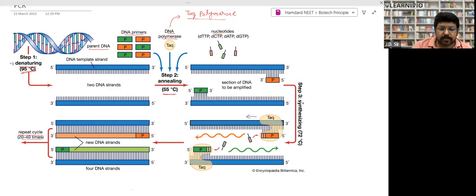And after annealing, we again increase the temperature to 72 degrees centigrade. When the synthesis of new DNA takes place, temperature remains at 72 degrees centigrade. And that's how, by repeating this process again and again, we make 1 billion copies of DNA from a single DNA. This process is called PCR, polymerase chain reaction. Tell me, guys, is it clear?